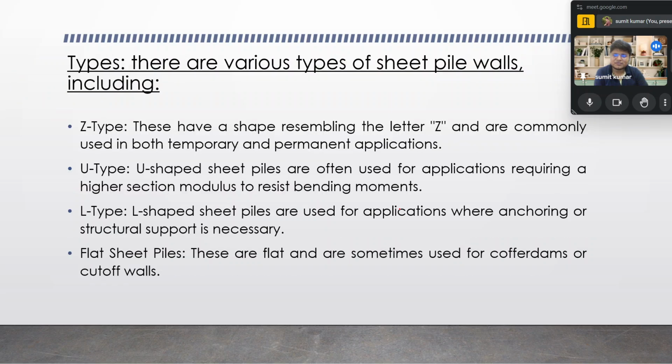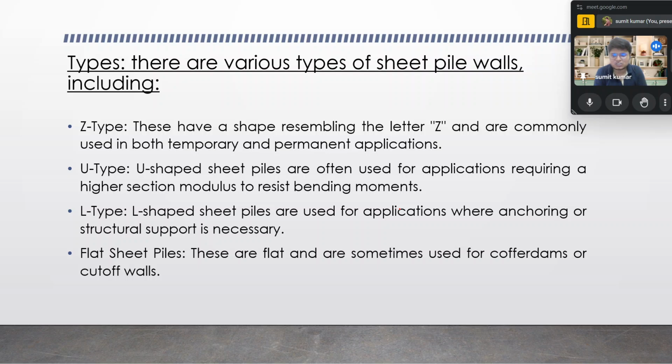Okay, now when we go ahead and talk about the types, what are the various types of sheet pile walls which we have? We come across some of them. First is the Z type, which has a shape resembling the letter Z and is commonly used in both temporary and permanent applications. As I have said earlier, the sheet piles are not only used for temporary applications but also for permanent applications. As we go ahead, we will see some examples for that as well.